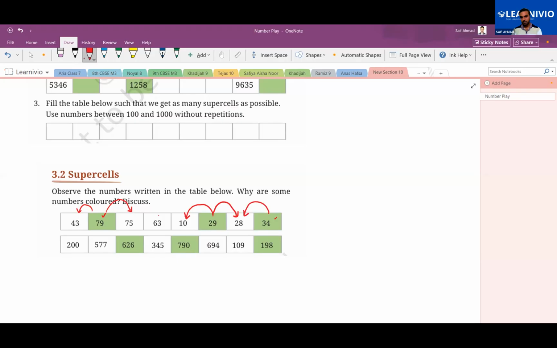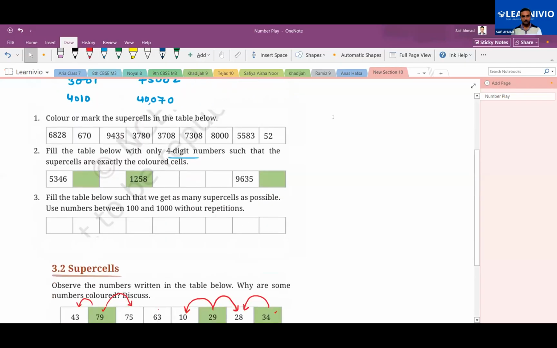Understood? Yes. You can see in the next row, 200 is not larger than 577, so it will be uncolored. 577 is not larger than 626, so it remains uncolored. But 626 is larger than 577 and also larger than 345, so it is colored. Understood the concept? Yes, sir. Okay.